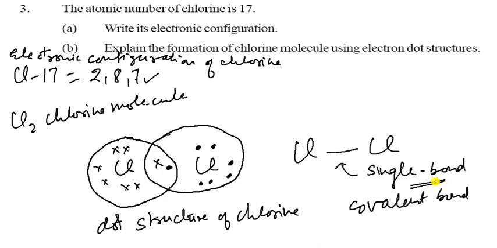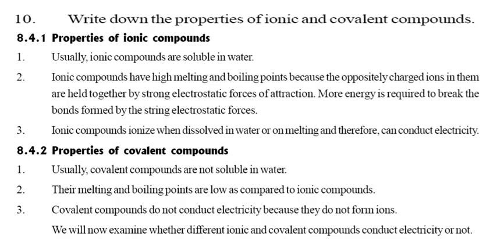So you can write here the dot structure of chlorine, and it is a single covalent bond. Single covalent bond, or you can also say single bond, but it is a covalent bond. Always remember. But in short, we can say single bond.